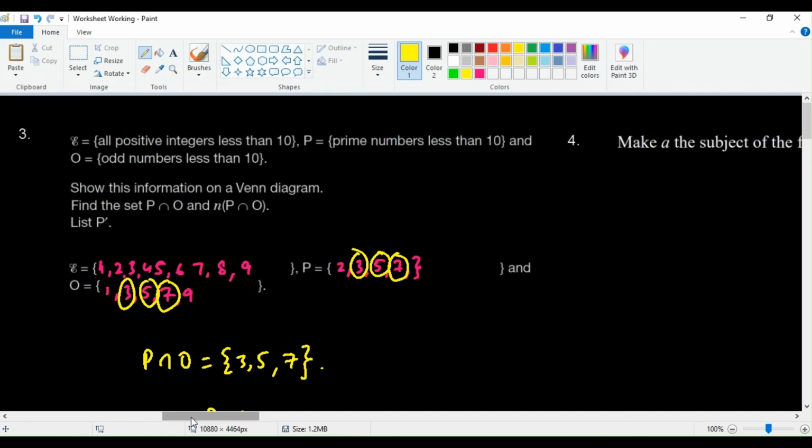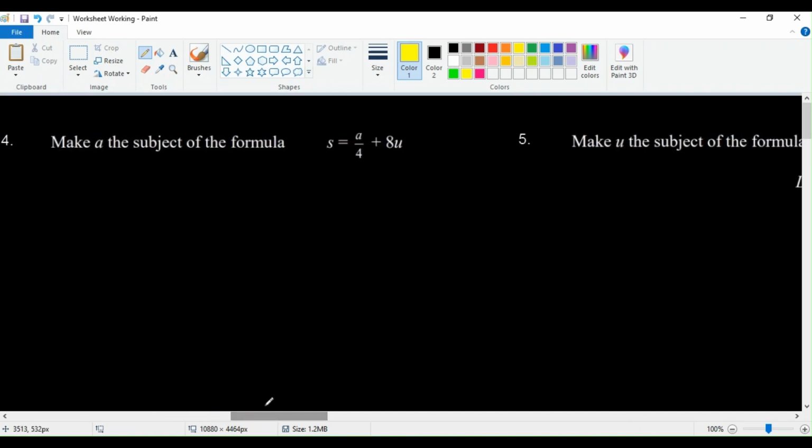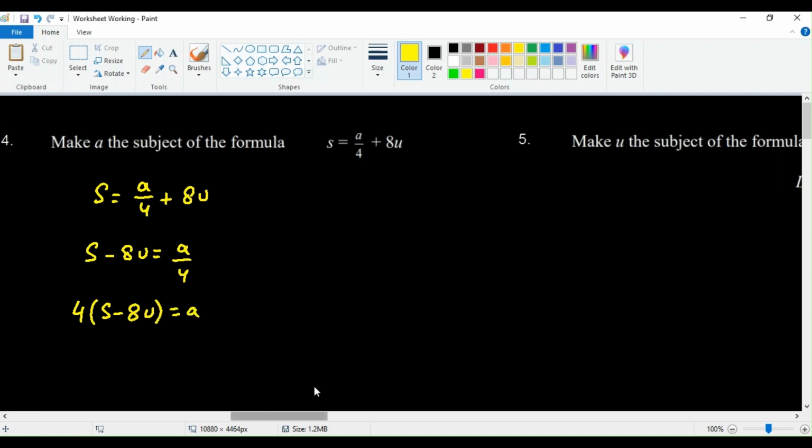Now, when it comes to question number 4, in here it says make A the subject. That means at the moment it is S equals A over 4 plus 8u. Now we need to make A equals how much? So first and foremost, S minus 8u equals A over 4. Now 4 is dividing A, so on the other side it will multiply. So you will write something like this, and you get full marks for this question.